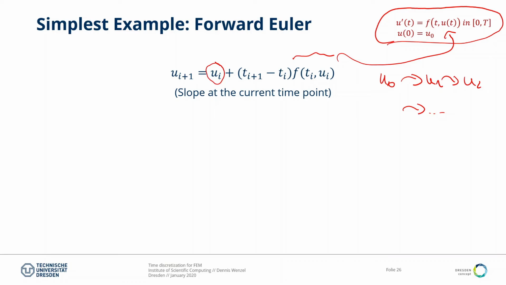So you use your derivative, multiply this with a time step, and say, okay, I take where I am right now, I take the slope that my ODE is telling me, and my time step is from here to there, so I'm just following this slope, and my next approximation is here. So this is forward Euler. Just take the slope at your current time point and go forward.